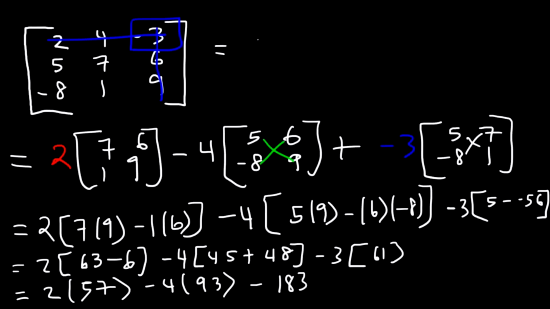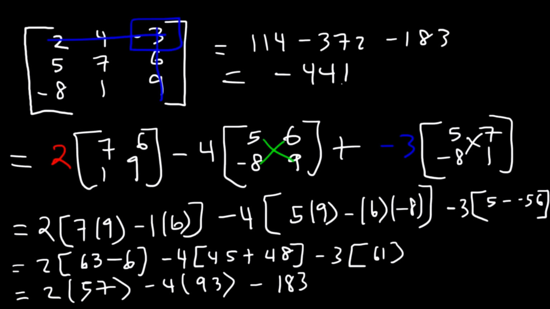2 times 57, that's 114. And 4 times 93, that's 372. Minus 183. So if we go ahead and combine these last three numbers, this is going to give us negative 441. So that's going to be the determinant of the 3 by 3 matrix. Let's go ahead and work on another example.